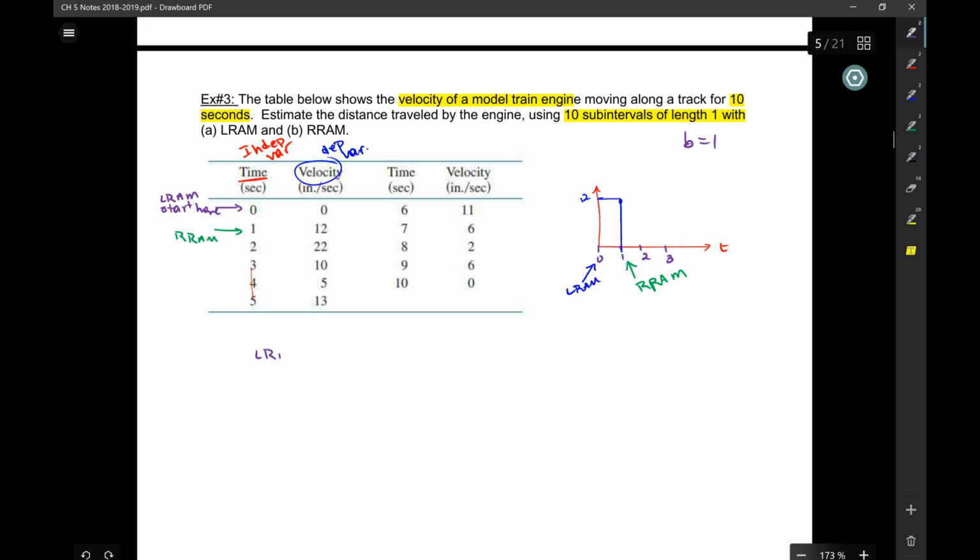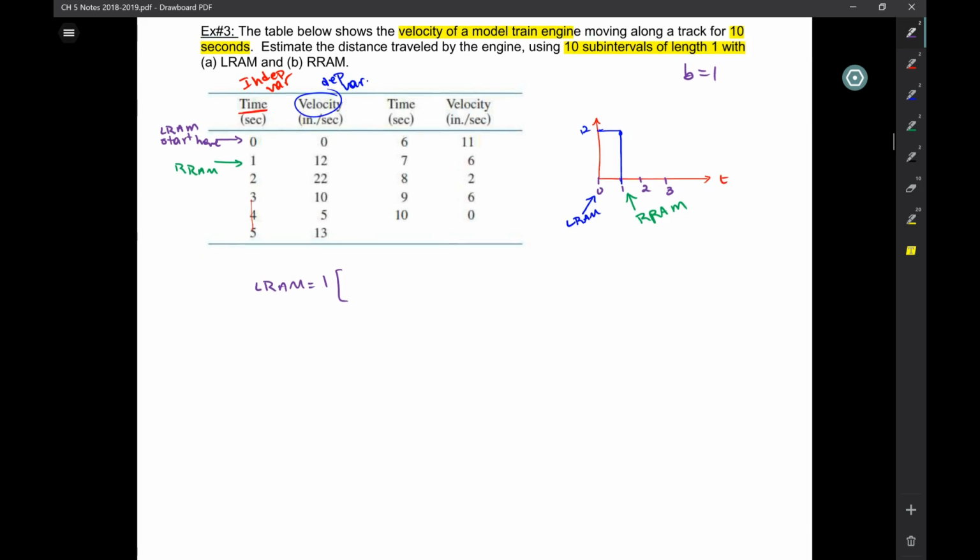Okay, so now let's do LRAM. The base is always 1 times. I have to take the y values, which is the velocity, and I just said that for LRAM, I'm starting here. Where do I end? At the 6 or the 0? The 6. Okay, so I'm just going to copy it down. So 0 plus 12 plus 22 and 10 and 5 and 13, 11, 6, 2, 6. So this is what I mean. Sometimes we just get carried away and just count. I have 1, 2, 3, 4, 5, 6, 7, 8, 9, 10. Woohoo. Okay? So this is LRAM, 87. Okay, somebody give me units. Inches. I want distance traveled in inches.